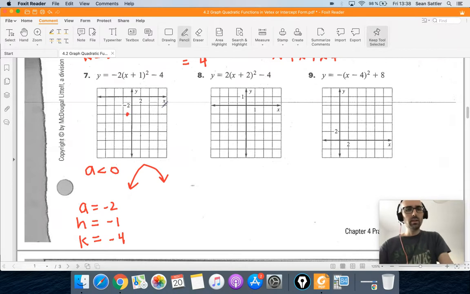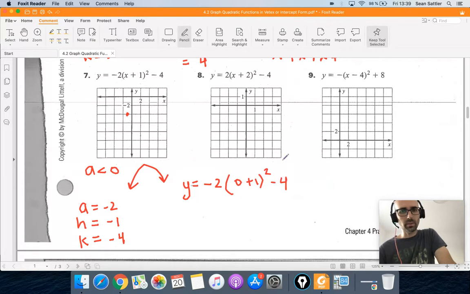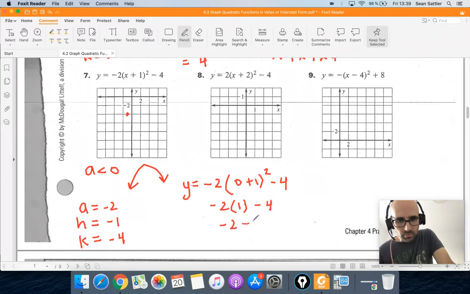Now, again, to find the y-intercept, we plug in 0 for x. So -2 times 0 plus 1 squared minus 4. That's going to be 1 squared, which is just 1. Then we do the multiplication first, so we get -2 minus 4 is -6. So our y-intercept is -6, right here, which means I'm going to have another point here because this is going to be the axis of symmetry. And so my parabola is going to look something like this.